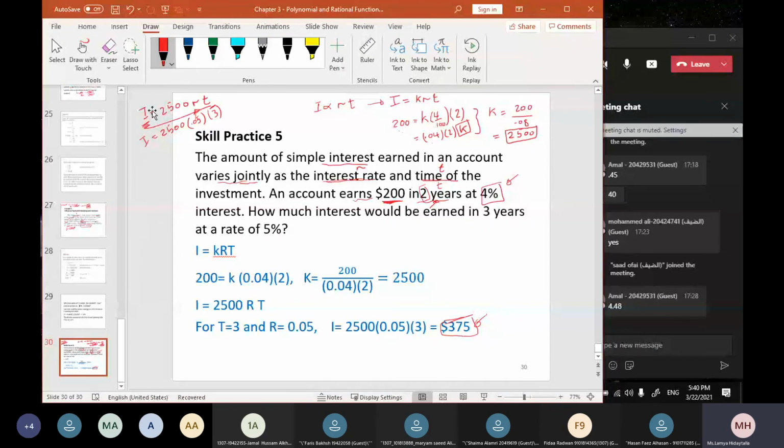If you have the interest and you have the time, you can calculate the rate that you have been given. If you have the interest with the rate, you can find after how many years this interest will be given with this rate, and so on. So is it clear? Of course, if you change the constant k, you will have another equation for a new starting amount of money.